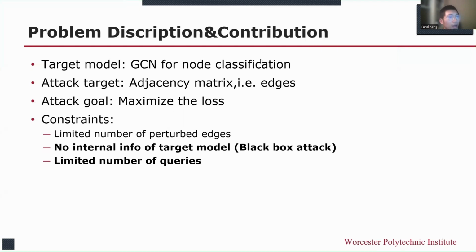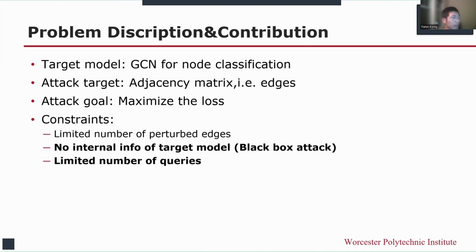Hi everyone, my name is Francie, and I'll introduce what we have done and our contributions in this project. So now my teammate has introduced what adversarial attack is, using a picture as an example. Now let's see how to perform attack on graphs. Our target model is GCN, which is for node classification tasks, and our attack target is the adjacency matrix, which means we try to corrupt the connections, or you can say edges, between nodes.